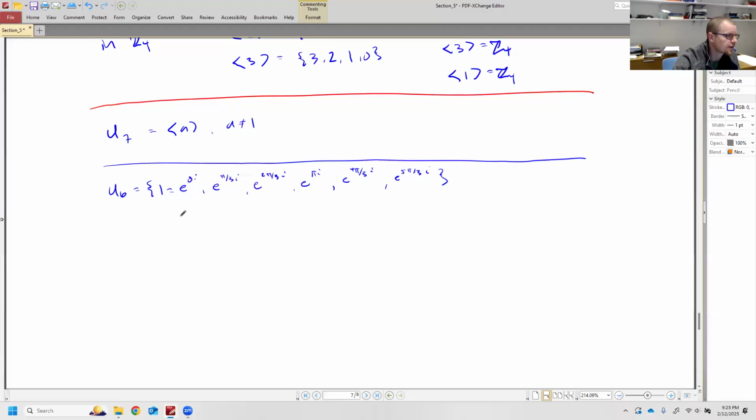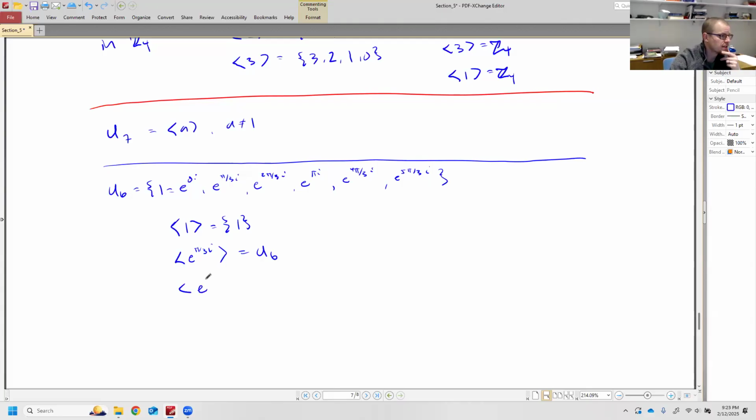If I were to consider what's generated by 1, well, that's just the trivial subset, right? That's the identity under multiplication, because we're working in multiplication here. If I wanted to talk about what's generated by e to the pi over 3 i, since we're working in multiplication notation, that's just raising it to a power, and that generates the entire set of sixth roots of unity, right? Raise it to a power, and I'm going to get each one of these things.